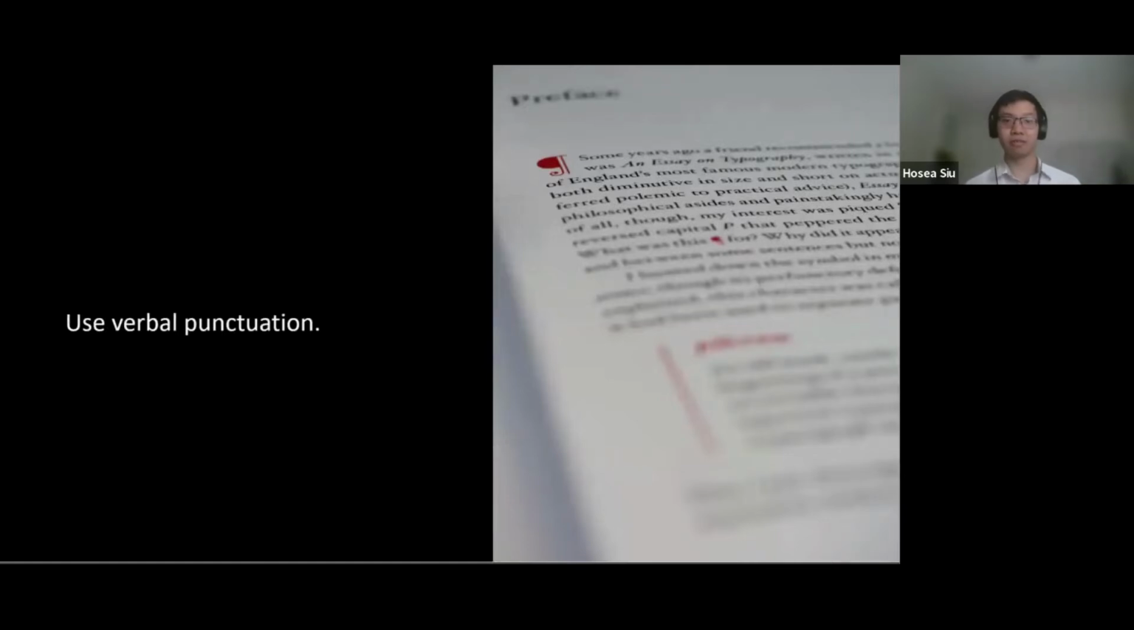Next, verbal punctuation: outlines and pauses, repetitions and rhythms of your speech. They give opportunities for people to get back on the rails of your talk if they kind of drifted away at some point.